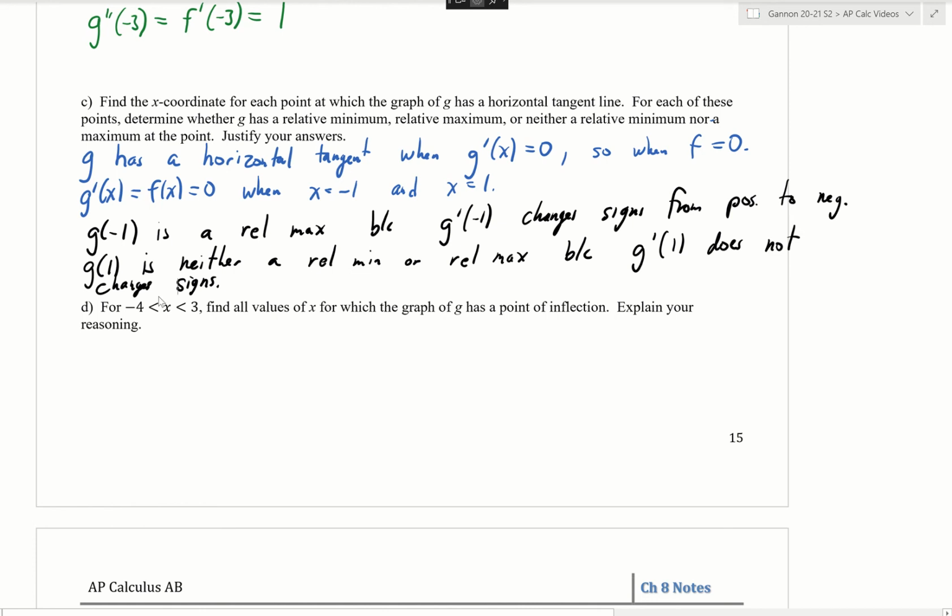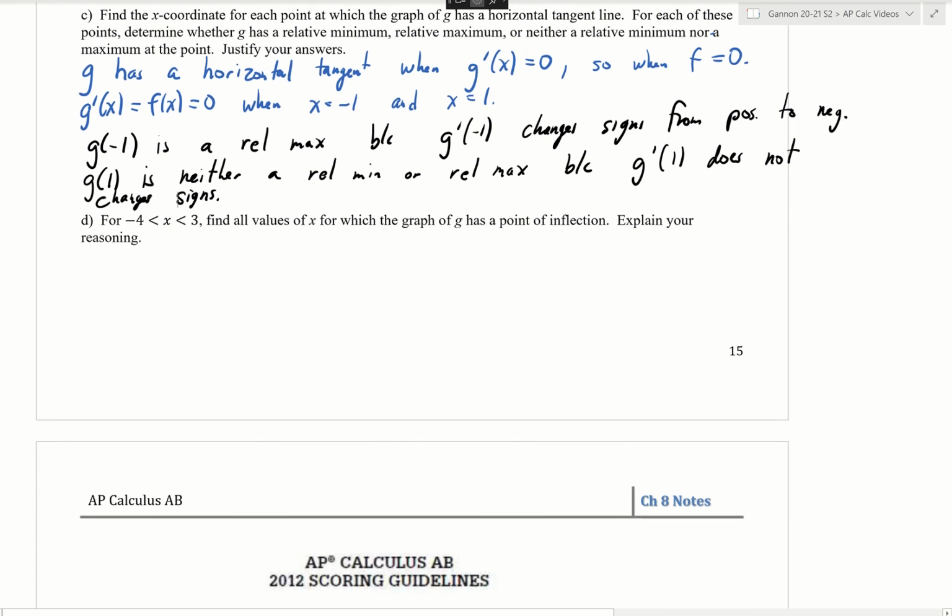All right, and then if we take a look at part D, it says for x greater than -4 and less than 3, we want to find all values of x for which g has a point of inflection. Explain your reasoning. So what I'm thinking of, okay, well, what do I know about points of inflection? What you should remember is that a function has a point of inflection when its second derivative is 0 or undefined and changes signs. So I'm going to go ahead and just start with that.